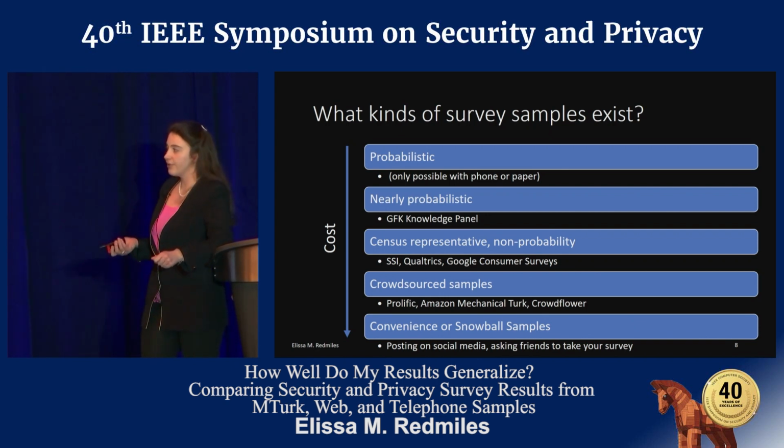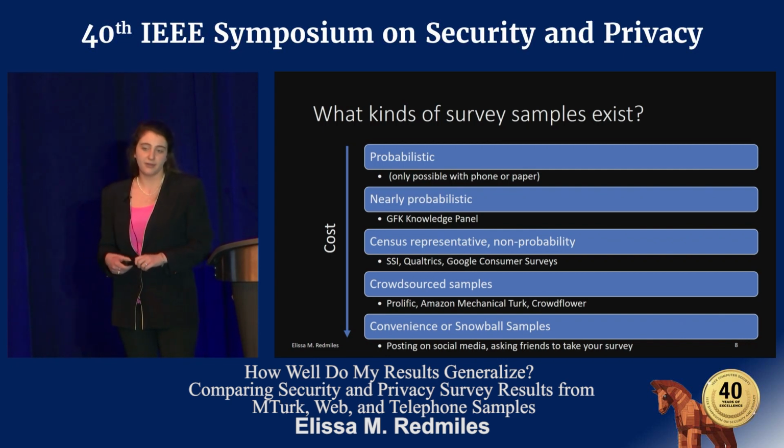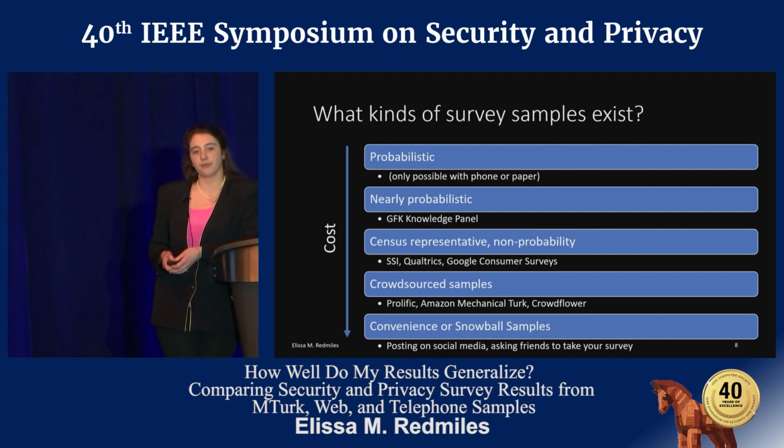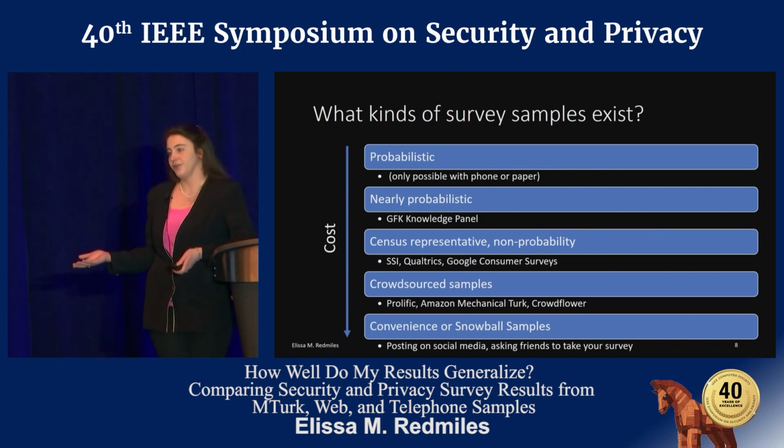We have census-representative non-probability samples. This is where people are asked to take part in a survey panel through airline frequent flyer programs, church, charities, and so on. They get asked to do a couple of surveys every month, and they get paid for doing so.